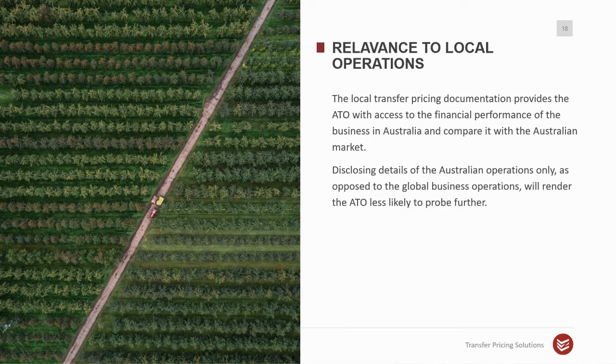The local documentation also provides the ATO with access to the financial performance of the business in Australia compared with the Australian market. Disclosing the details of the Australian operations only, as opposed to the global, will render the ATO less likely to probe further. If you've only got the global operations, they will actually reject the documentation and say that you haven't addressed and satisfied 815B, which are the Australian transfer pricing requirements.